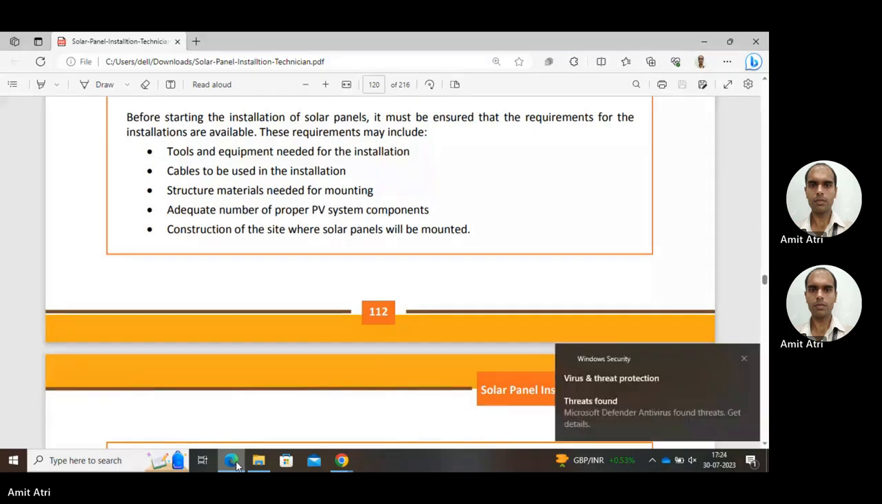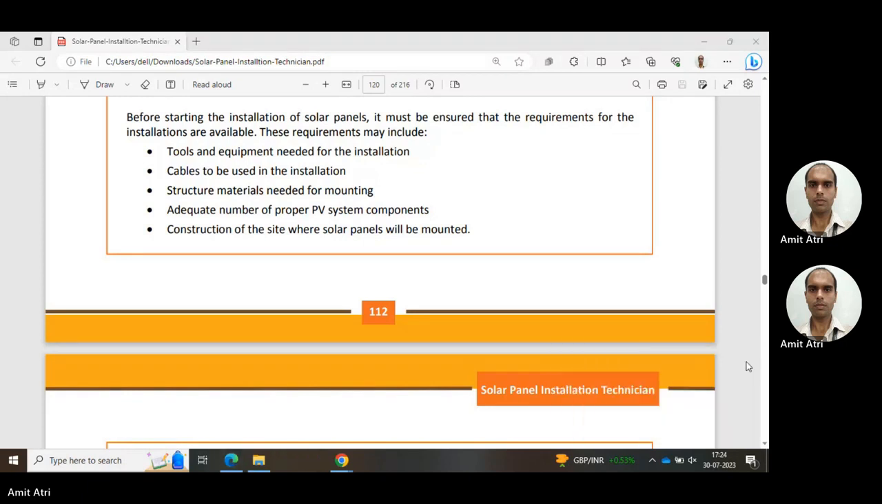Cables, the type of cables which are needed as per our requirement. In the previous topic, we discussed in detail the cables, wires, and wiring of the whole system. Then structure materials needed for mounting. Yes, that also we need. That should be ready, and only then can we mount our system. The other components which are needed for the solar PV system should all be available in suitable amounts.